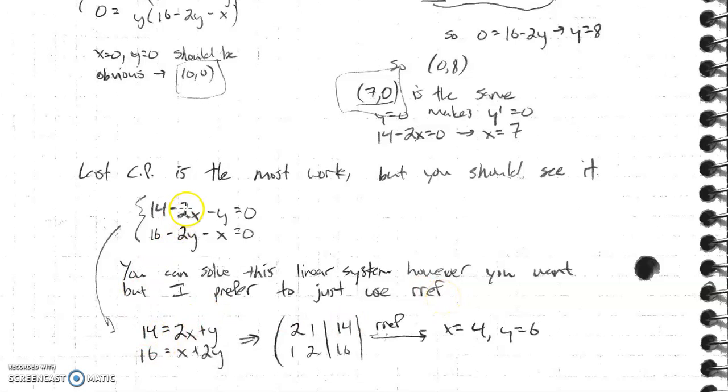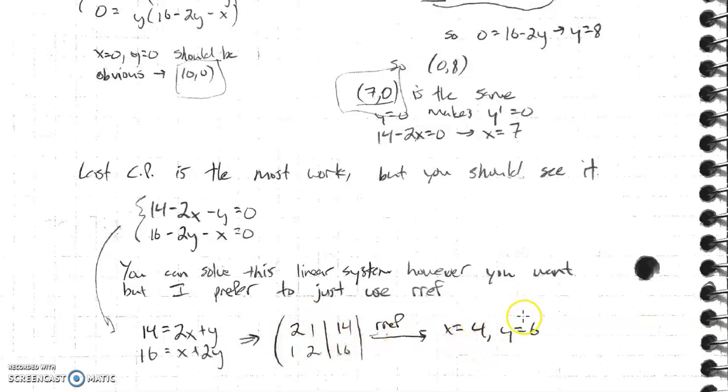Let's make sure I didn't mess this up. 2x moves over, this moves over, 2x plus y. These move over. Be really careful right there, right? Because look, these are not in the same order, right? This goes x, then y, this goes y, then x. So when I pop them over, this is the one that has the coefficient of 1, and that guy's got 2. So I get 2, 1, 14, 1, 2, 16.